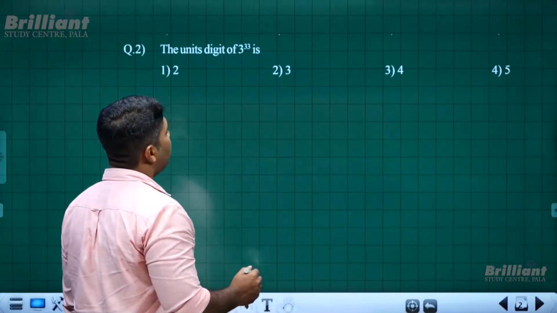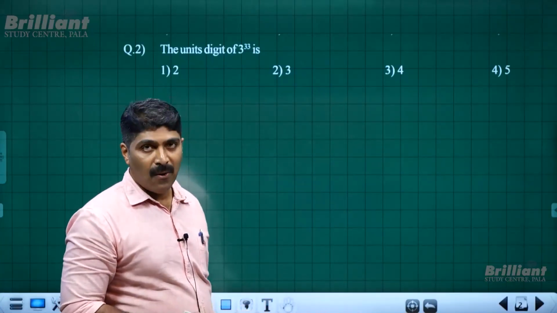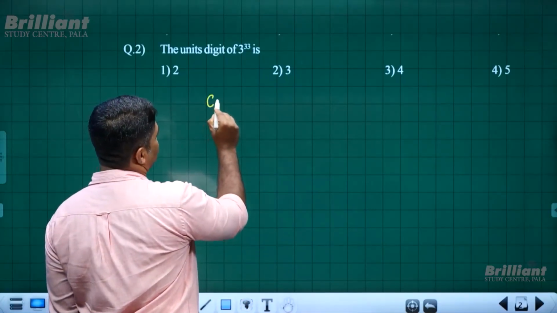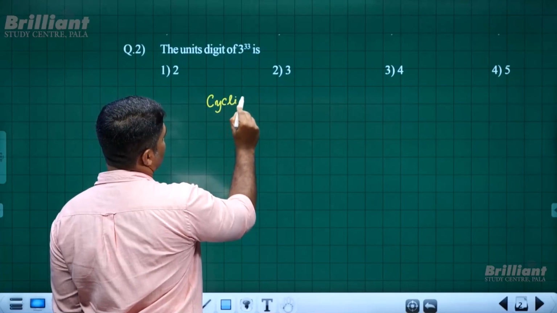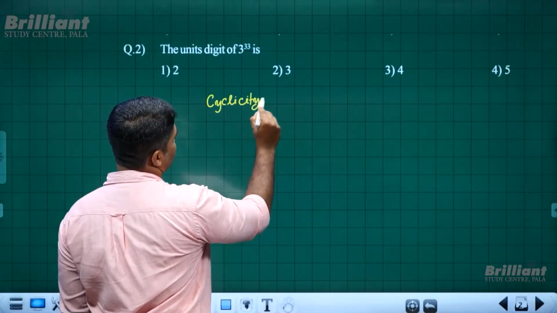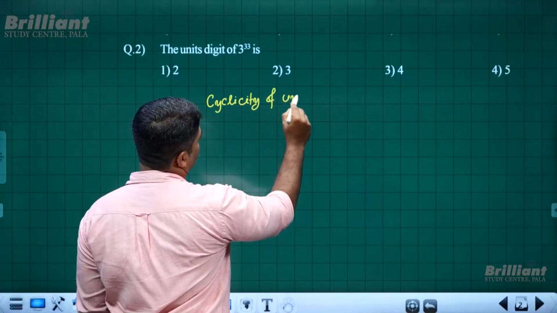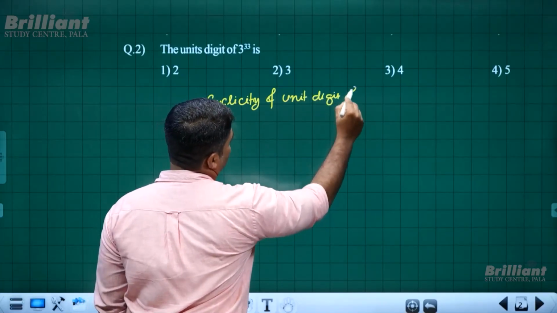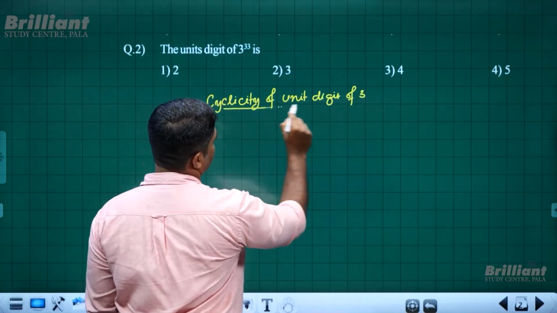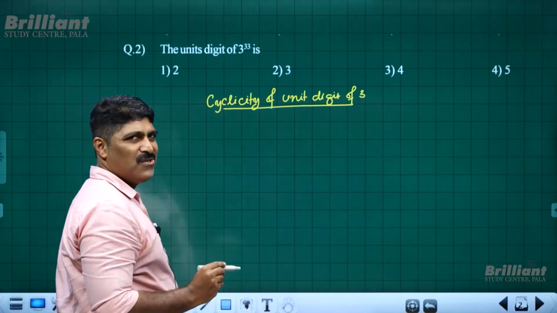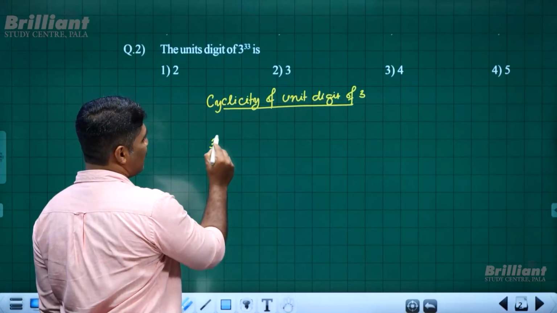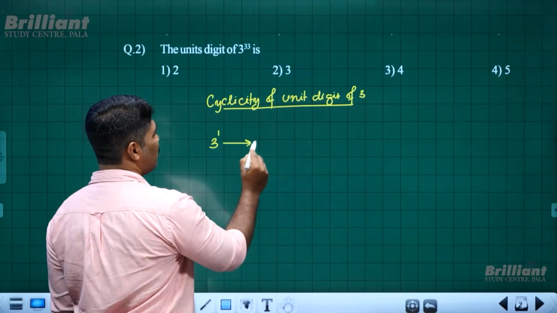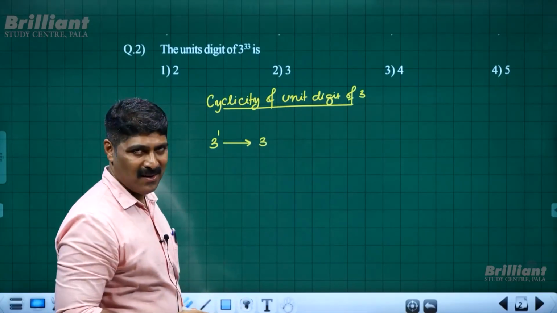So you just think about the cyclicity, so that cyclicity means pattern, cyclicity of unit digits. That is technically called cyclicity of unit digit. So we are considering the cyclicity of the unit digit of 3. That's quite simple. Here you just consider what will be the unit digit of 3 raised to 1. So 3 raised to 1, its unit digit is 3 itself.